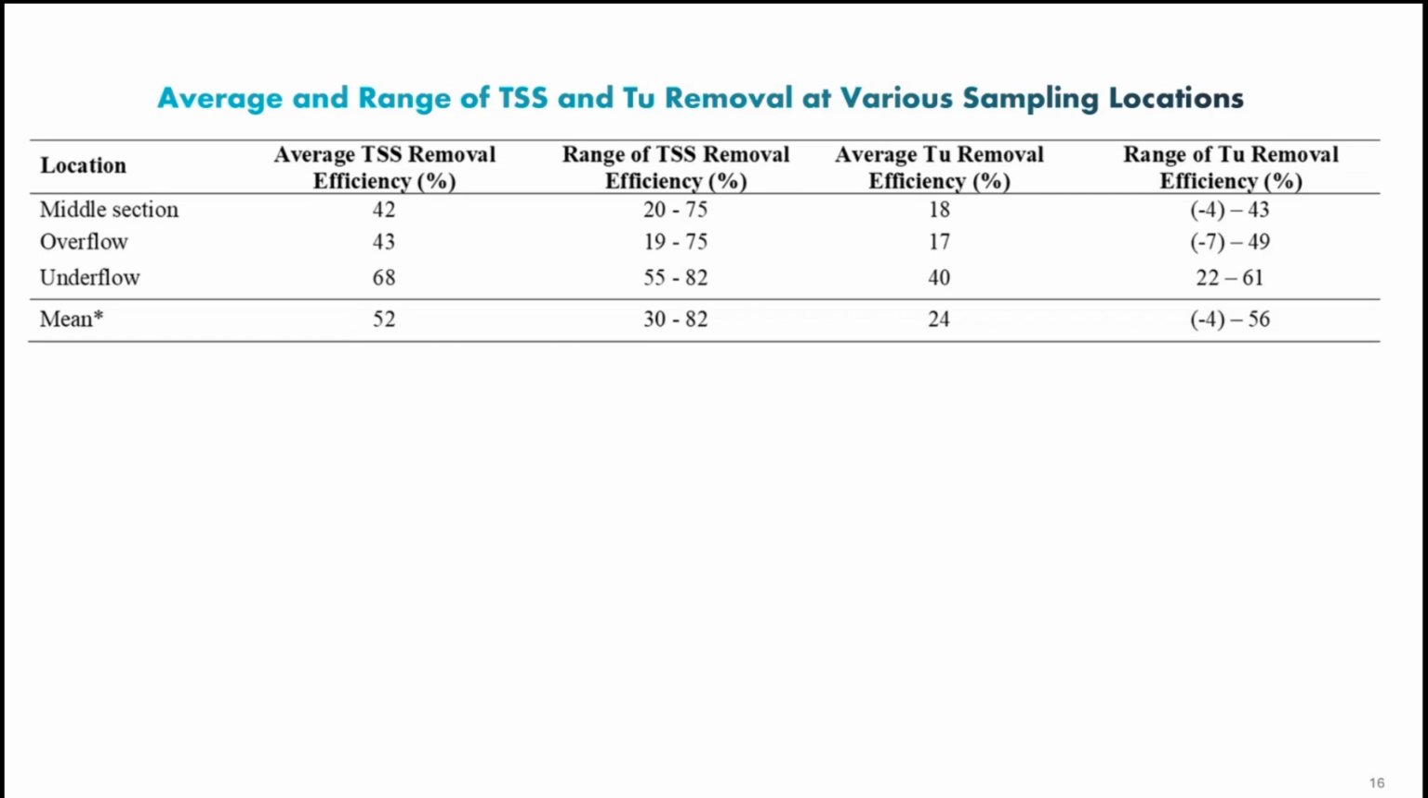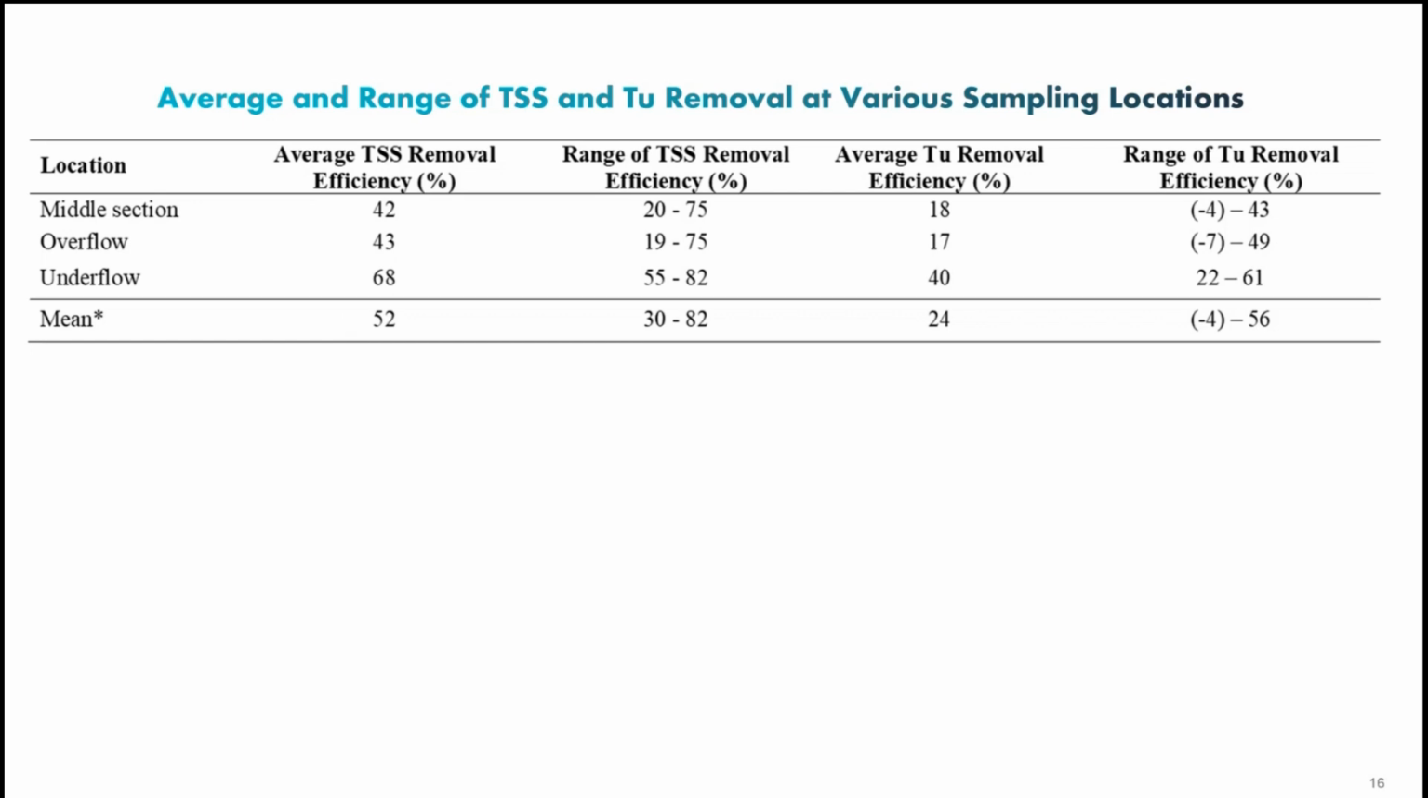And then through the overflow it is 43, meaning that from the middle to the end, the sedimentation rate and the efficiency didn't change. For the underflow, we have 68%, meaning that more flow seeped through the bottom, and then we got better reduction in TSS. These are the average values, but the range was from 20 to 75%, depending on the scenario. For overflow, 19 to 57, 75, that's a range value. And for the underflow, the range was 52 to 82%.